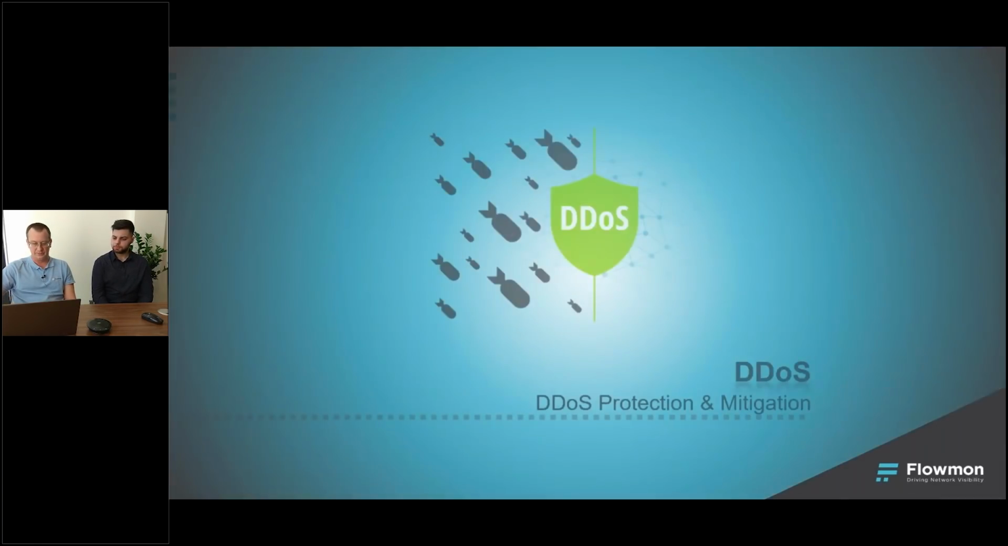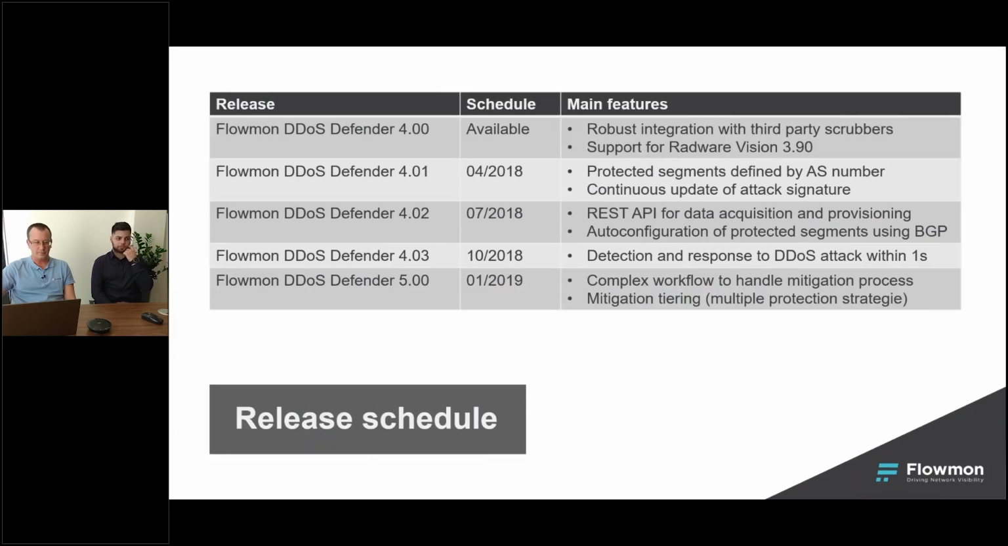Okay. Next topic is DDoS protection. As of now, we do have a latest version, DDoS Defender 4.0. And there are some new releases coming. So in April, we expect to release 4.1, where the major improvement is in the definition of protected segments, also using autonomy system number, which helps large ISPs and transit providers. And we have also a very unique feature of a continuous update of attack signature. So there is a continuously evolving process of attack assessment and update of the attack signature.